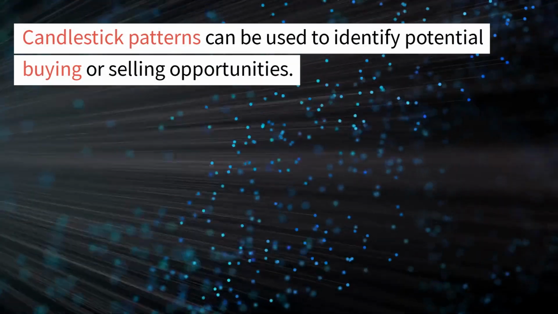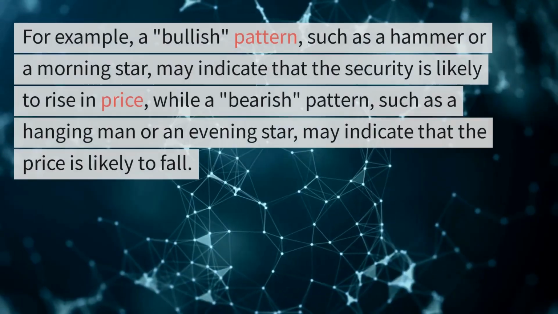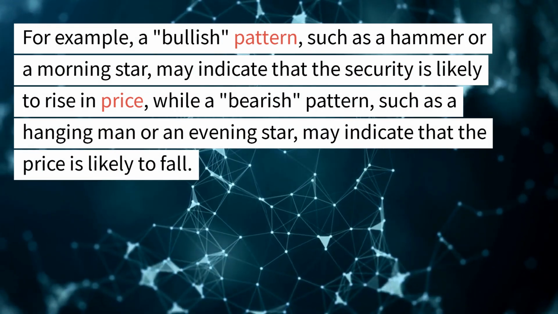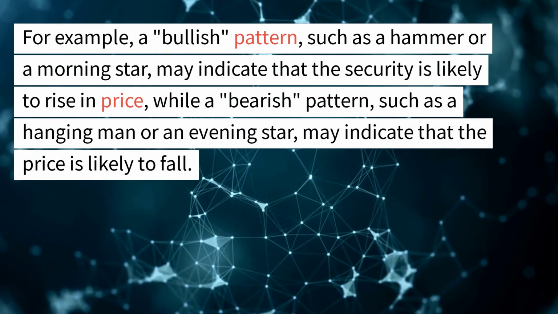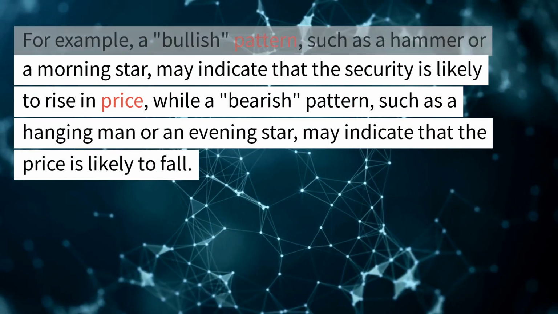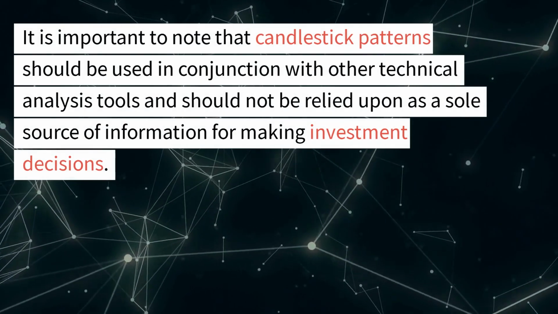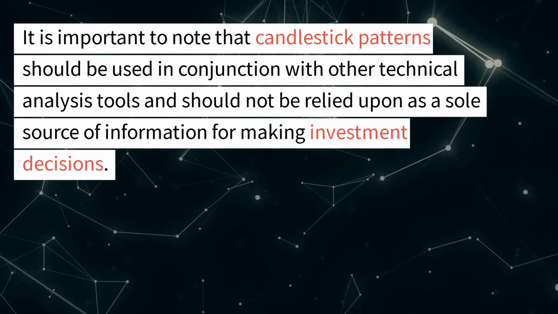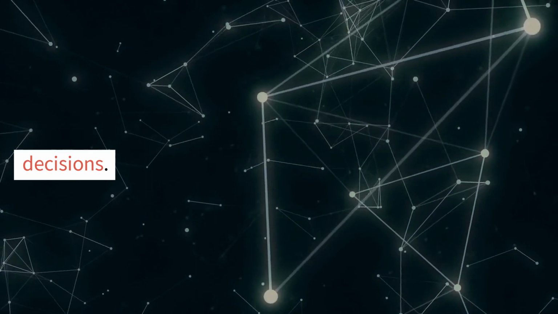Candlestick patterns can be used to identify potential buying or selling opportunities. For example, a bullish pattern, such as a hammer or a morning star, may indicate that the security is likely to rise in price, while a bearish pattern, such as a hanging man or an evening star, may indicate that the price is likely to fall. It is important to note that candlestick patterns should be used in conjunction with other technical analysis tools and should not be relied upon as a sole source of information for making investment decisions.